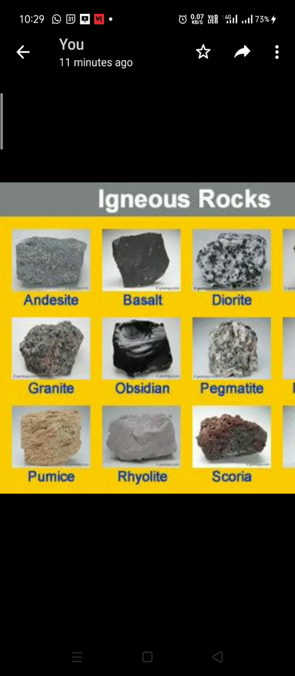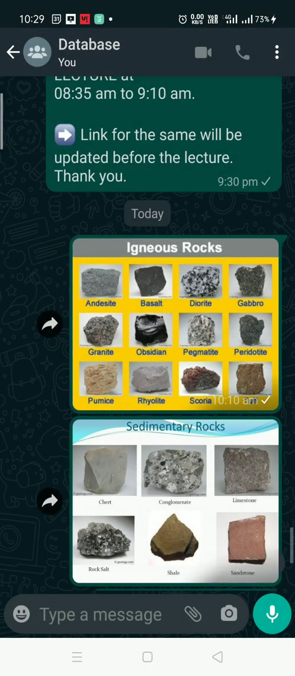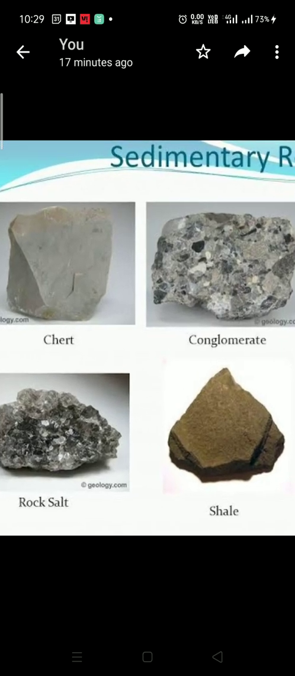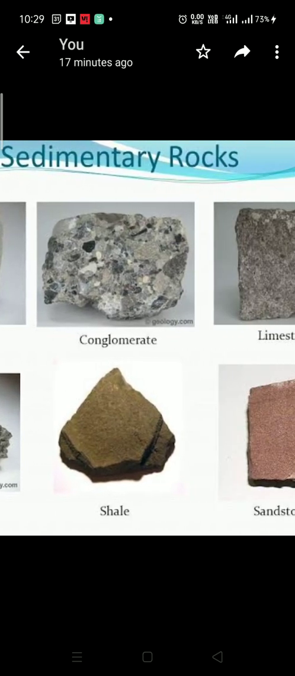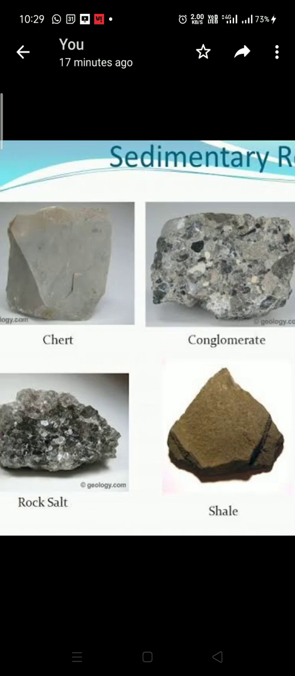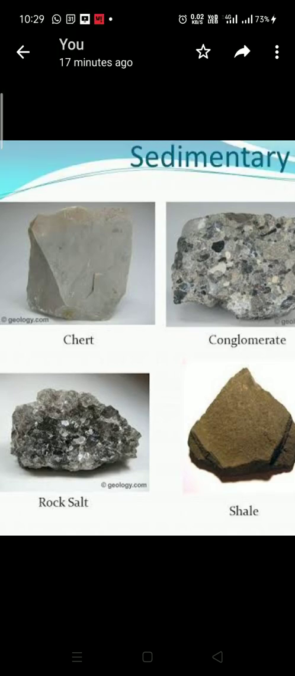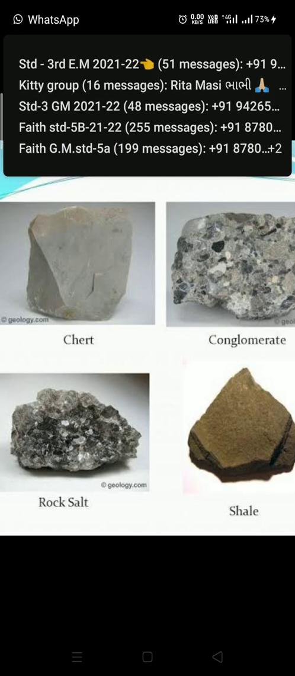Which are the examples now? Look over here. I'll show you the picture of sedimentary rocks. Can you see over here? These are all rock salt. You know rock salt, kids? Rock salt is the salt which we eat, which is very good for health. Instead of the normal salt that we eat now, rock salt is very good for eating, for health.